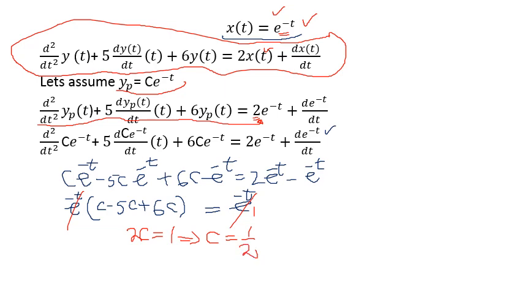So the particular solution will be obtained by replacing the value of c. We get y p of t equals 1 by 2 e power minus t. So this is the particular solution for this differential equation for the given input x of t.